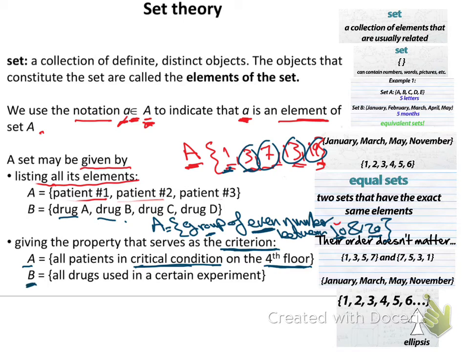Set B, I have given the drugs, all the drugs in a certain experiment. So I have to go and check the type of the medicine or the drug which they were given, drug A, B, C, D, and so on.